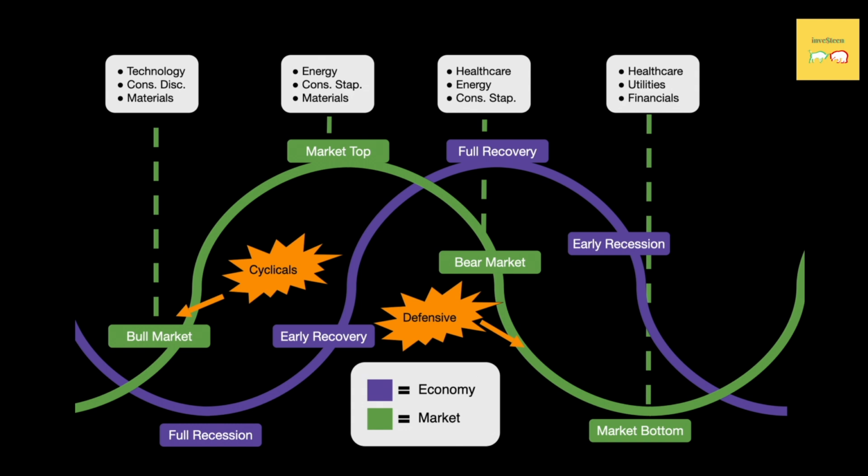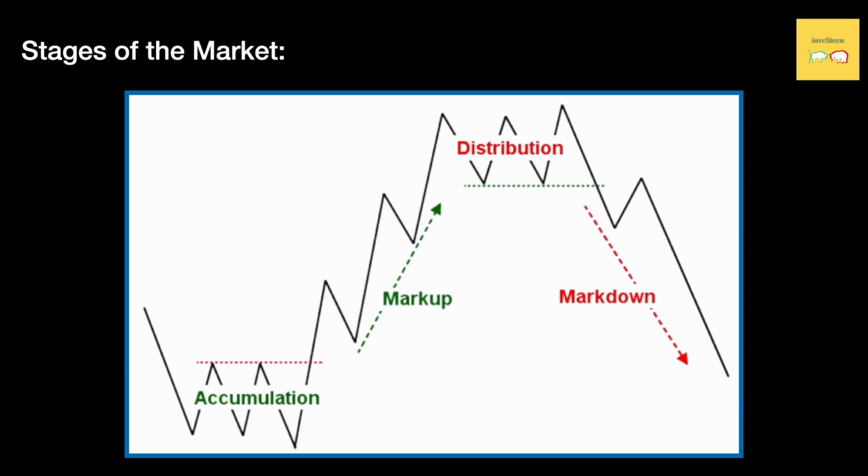Okay, so now I want to move to the idea of stage analysis. And it offers a more nuanced, I would say, approach to navigating market cycles by identifying the distinct phases within both bull and bear markets. So markets move through 4 primary stages, which are accumulation, markup, distribution, and markdown. And by the way, markup and markdown are the same thing as uptrend and downtrend.